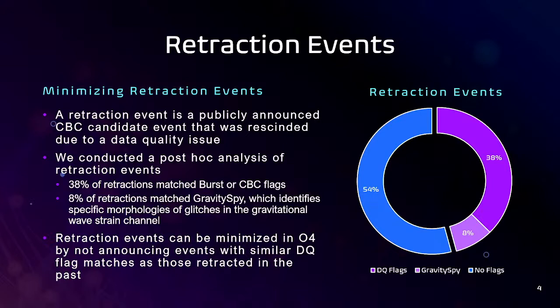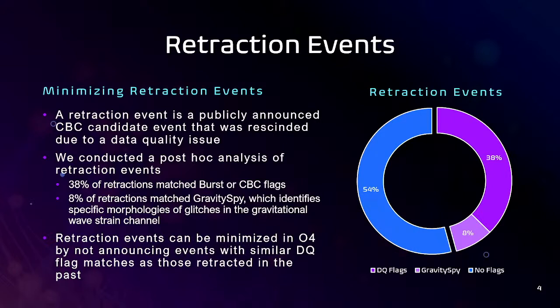and another 8% of them matched Gravity Spy outputs, which are not data quality flags, but they just identify the morphologies specifically of glitches in the gravitational wave strain channel. And so we've got a nice plot there showing that there are quite a few that had issues that we can hopefully minimize in the future.